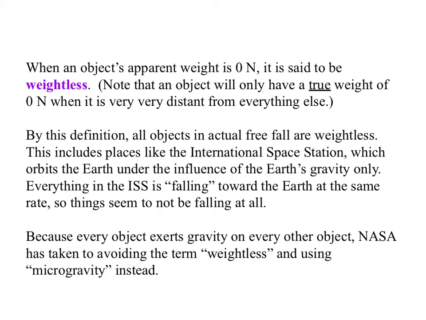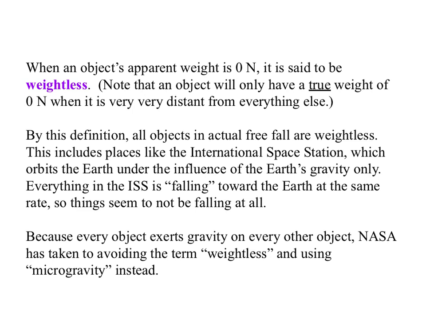Whenever an object's apparent weight is 0 newtons, it is said to be weightless. Notice that this is a misnomer. An object will only have a true weight of 0 newtons when it is very, very distant from all other objects. Otherwise, there'll be some gravitational attraction and there'll be some weight. By this definition, all objects in actual free fall are weightless. This includes places like the International Space Station, which orbits the Earth under the influence of the Earth's gravity only. Everything in the International Space Station is quote-unquote falling towards the Earth at the same rate, so things seem not to be falling at all.